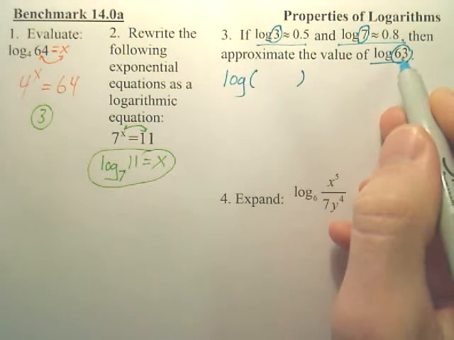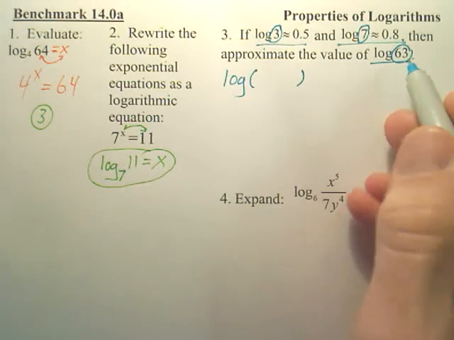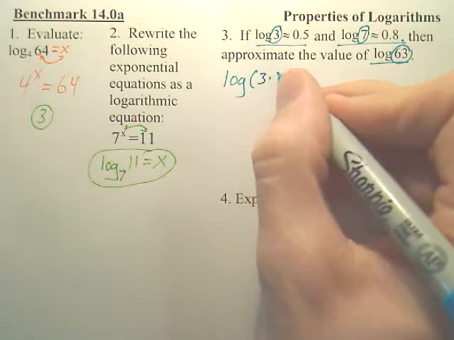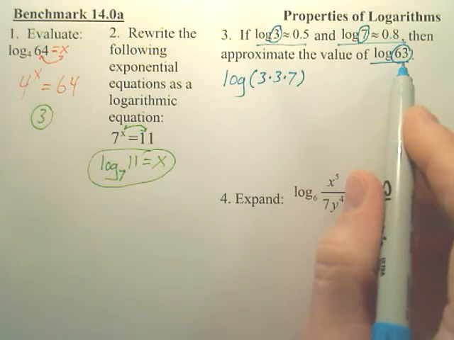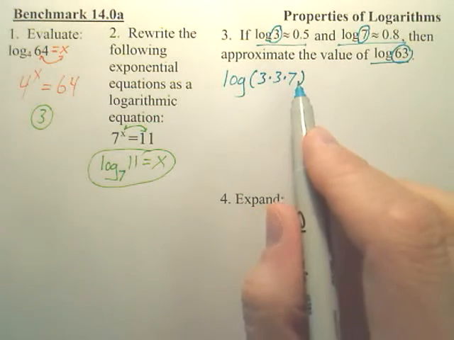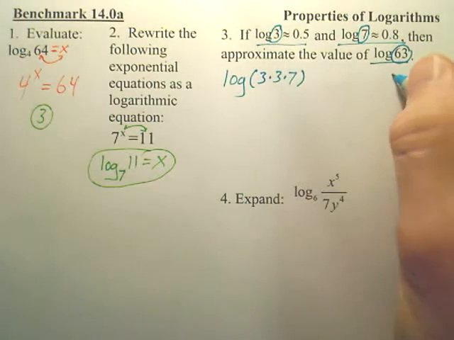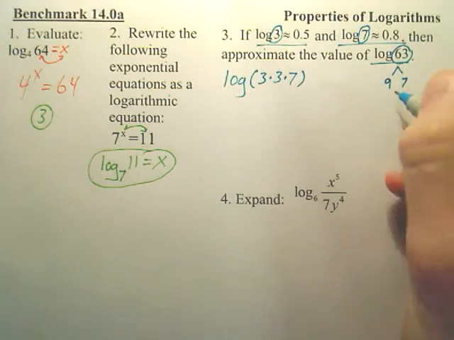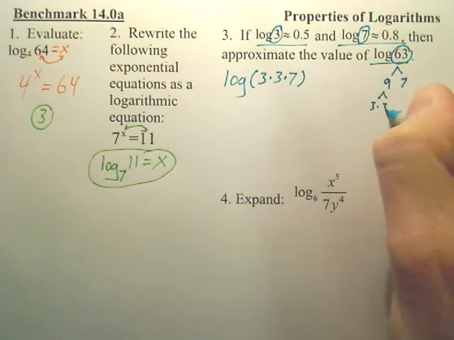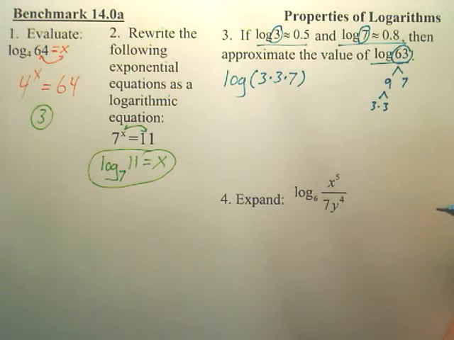Hopefully you realize, isn't this 9 times 7? And isn't 9 3 times 3 times 7? What you have to do is look at 63 and realize it's 3 times 3 times 7. Now if you struggle with that, do you understand you could have done a diagram like this and keep breaking it down? Does that help? Do a little tree.